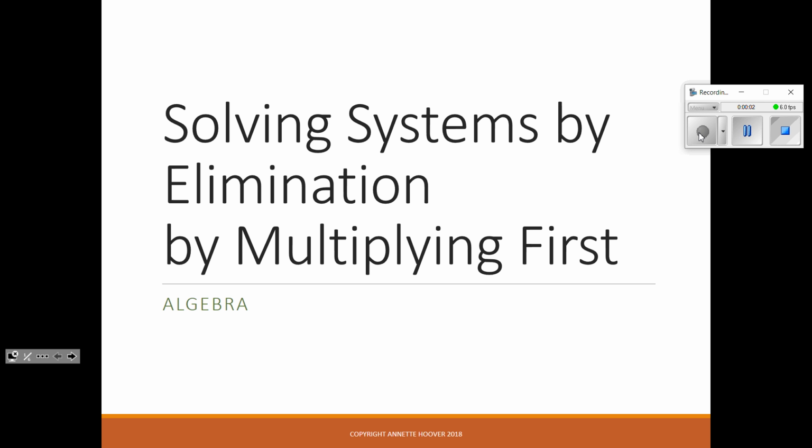This is going to be part 2 of solving systems of equations by elimination. We had part 1 yesterday, but today we're going to step it up one step farther where we're looking for opposite coefficients, but we're going to have to multiply first. So let's see what that looks like.